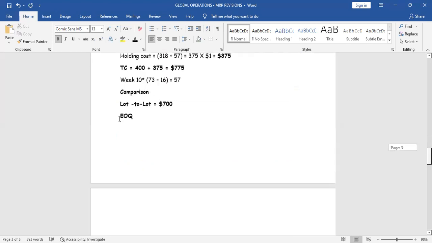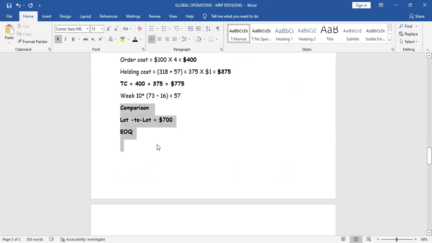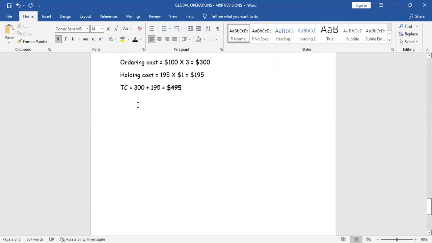Sorry, this should be at the end of the thing. And I confused myself. Under EOQ, the total cost is 775, and just put this at the end. 775 as we calculated. And under POQ, the total cost is just here, 495.